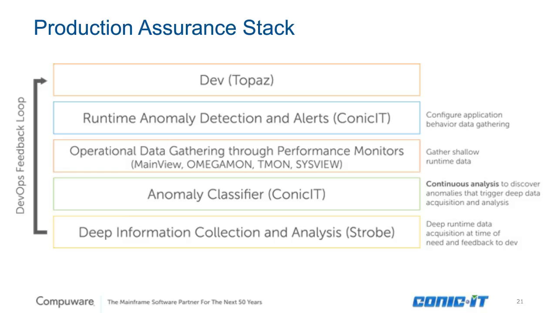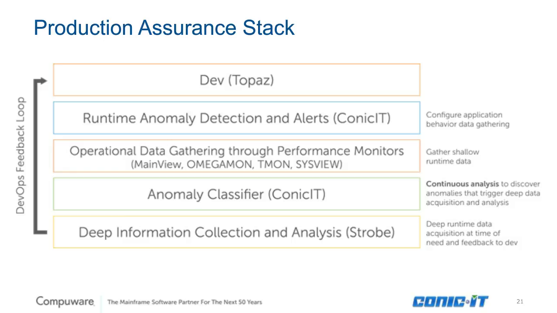And so if we look at the stack that we use in order to make this happen, I'm going to start after development, which uses Topaz to help them understand programs in general. But then there's runtime anomaly detection by ConicIT connected to your existing monitors, and again, as I said earlier, we use information at ConicIT from your existing monitor. You don't need to use a different monitor. We don't provide a monitor. We assume that every good mainframe shop has a number of monitors, and we can connect into all of them. And so we can also connect into multiple monitors at one time, gathering information from different parameters, different LPARs, different subsystems. We can gather all that and combine it together.